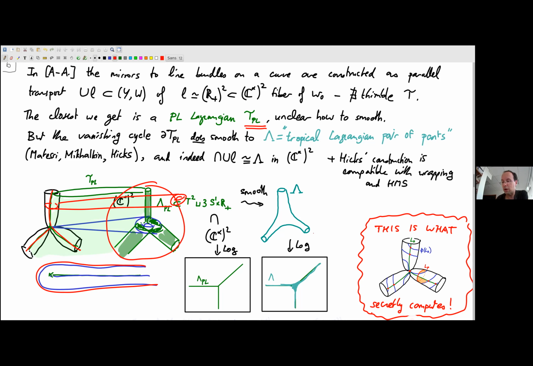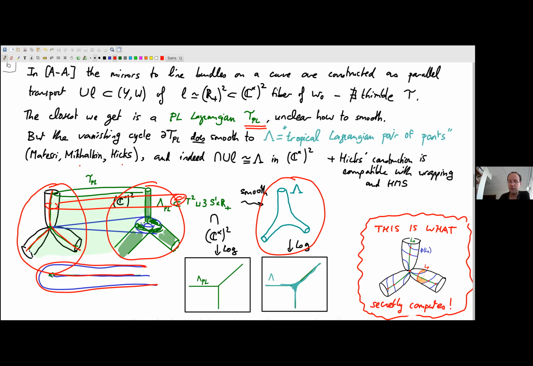It's something called the tropical Lagrangian pair of pants, and it was constructed 2 or 3 years ago simultaneously by Matessi, Mikhalkin, and Hicks in 3 different papers. So in fact, there's probably at least 4 or 5 constructions of it. And so the slogan is that what I'm going to tell you about Lagrangian Floer theory in this critical locus really has to do with Floer theory for this vanishing cycle and its relation to the Lagrangian in the total space C cubed that nobody can see really in the shape of a thimble, but some other Lagrangian exists. We just don't know how to think of it.